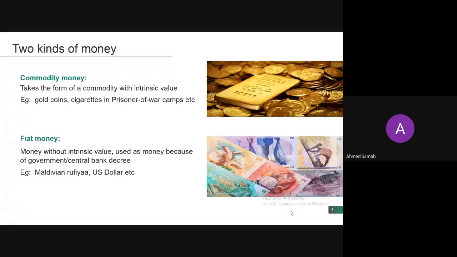So if the government backing or the central bank's backing is not given for this type of money, it does not hold any value. For example, a 1000 rupiah note, if the central bank's backing is not there, then that particular note does not have any intrinsic value attached to it. So this is fiat money. For example, the Maldivian rupiah, US dollar, Indian rupee, Malaysian ringgit, and so on.